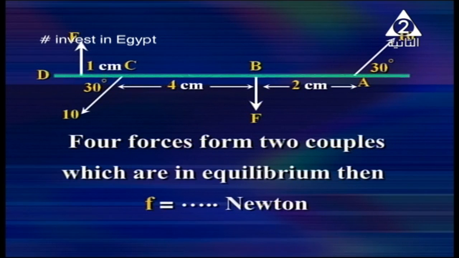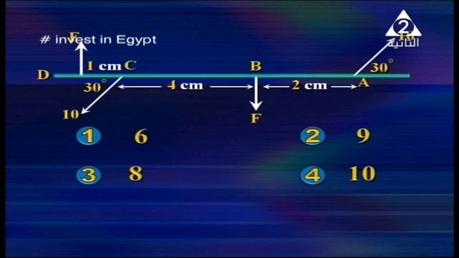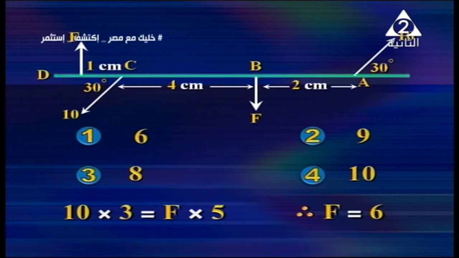My dear student, 4 forces form 2 couples which are in equilibrium. Then what is the value of F? My dear student, what is a couple? Yes, 2 forces equal in magnitude and opposite in direction. Then what is F? 6, 9, 8 or 10? Look, my dear student, F times 5 equals 10 times 3. By using the equation, F equals 6. The answer is 6.